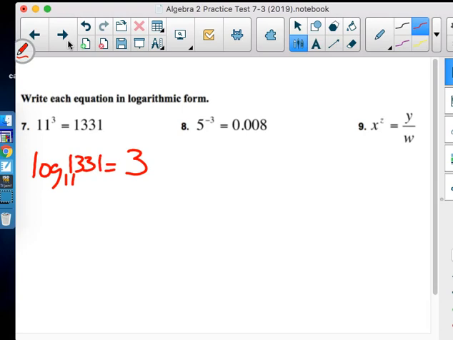Now, again, make sure that your 11 looks like a subscript. It needs to be a smaller number. It needs to be a little below the rest of them. But if I snail shell this, I can check it. 11 to the 3rd is 1,331. Beautiful. Got it. For 8, base.